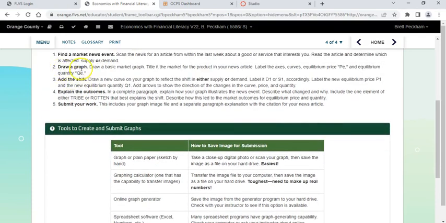So you have to draw out the graph, then draw your shift, whatever your article is showing or stating, and then explain what's going to happen when that shift occurs. What happens to prices, the equilibrium price, what happens to equilibrium quantity, and explain why this is happening. You must include one element of either TRIBE or ROTTEN. And remember, TRIBE is in 1.03 and ROTTEN was in 1.04.